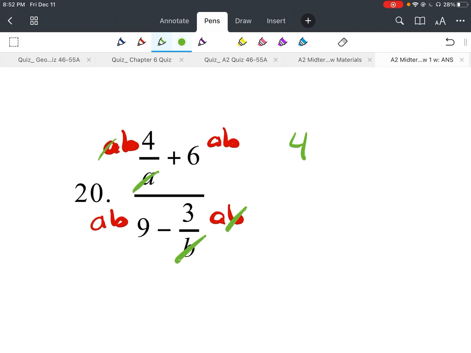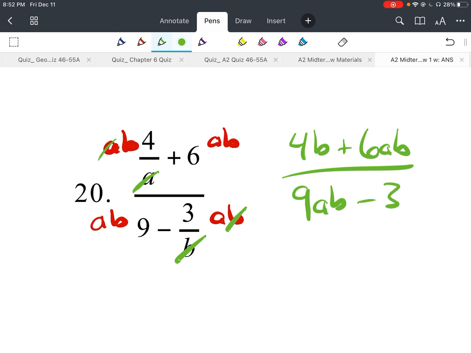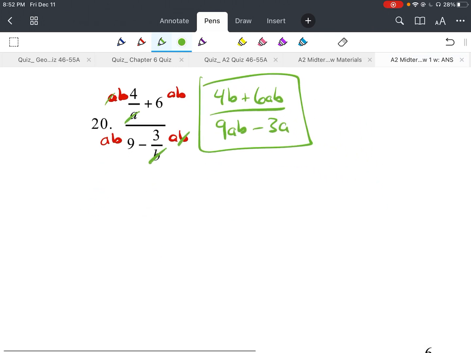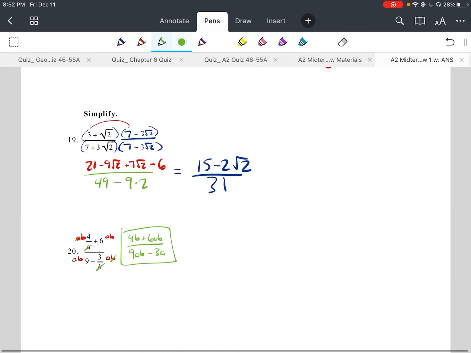So this would just be 4B plus 6AB all over negative 9AB minus 3A. Then you look for anything you can factor that would cancel, but there's really nothing to do there. You can pull 3A out of one, and some B's out of the other, but I don't think anything is going to reduce that any more than it is. Let's leave it. All right, good stuff. Let's take a little break. Good work.